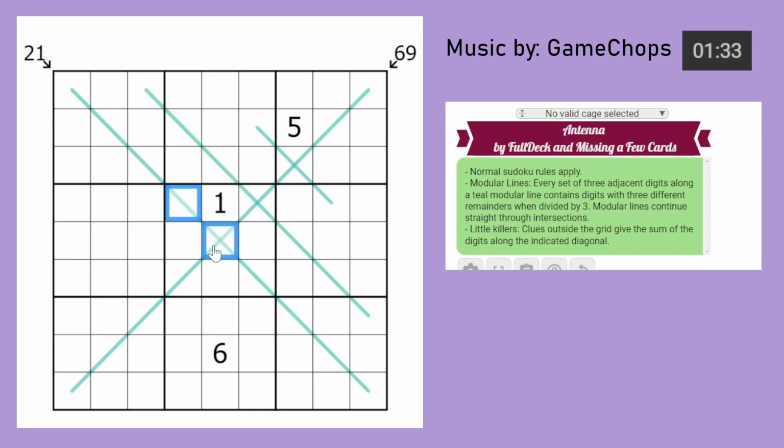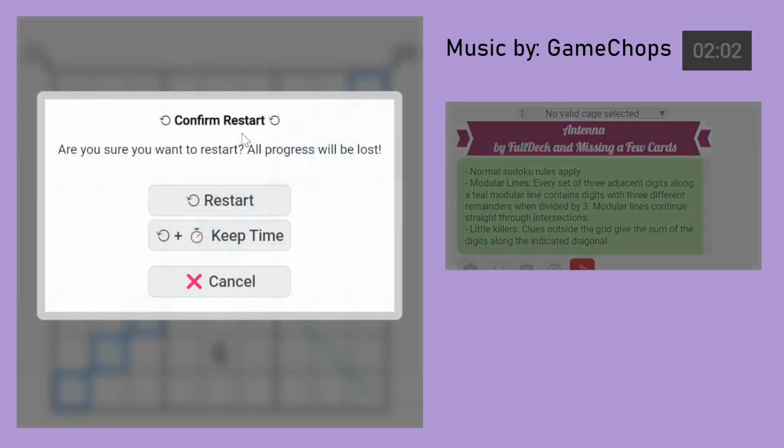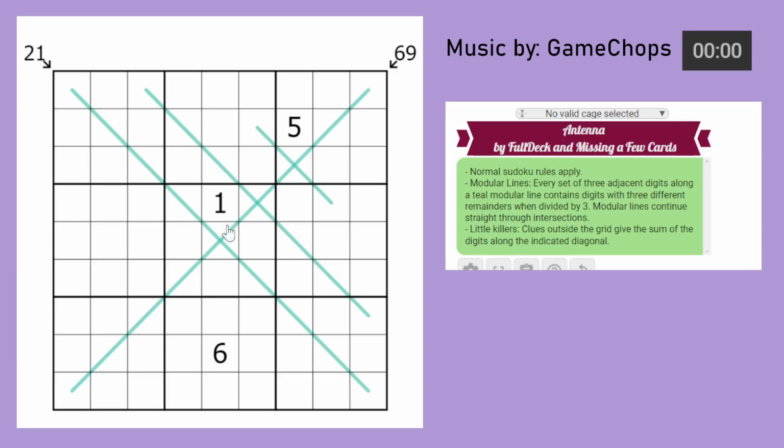I'm just going to assume that these don't cross or anything, they just go straight over each other. Yeah, continue straight through intersections. Alright. And then little killer. So clues outside the grid give the sum of the digits along the indicated diagonal. So these digits in total sum to 69, basically. Nice. Alright, anyway. I think with that we shall start solving, because I can already tell what you can do here.